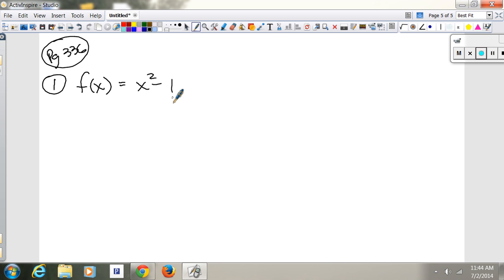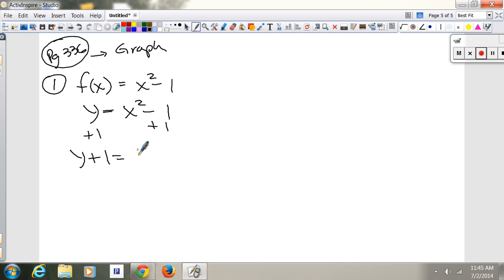Okay, so there's quite a few ways you can do this graph. It says graph it. So if you'd rather do the x and y chart and just plug in some numbers, you can. If you want to do the y equals x squared minus 1, you could add 1 to both sides. So y plus 1 equals x minus 0 squared, and we would have it in the same format that we had those other ones in.